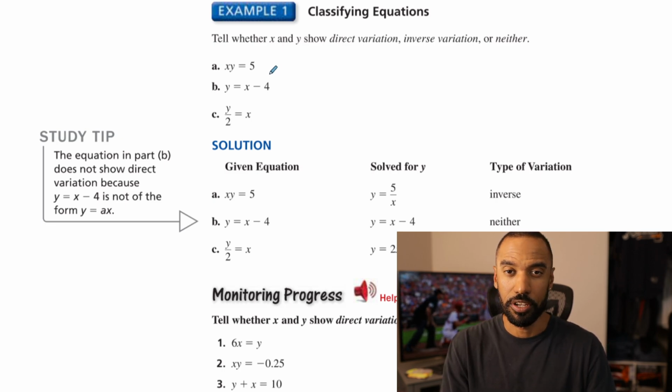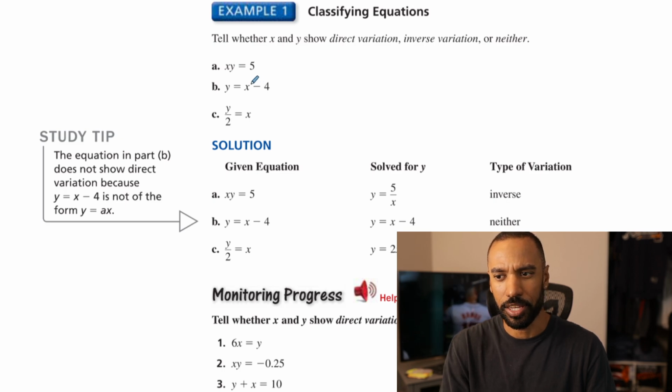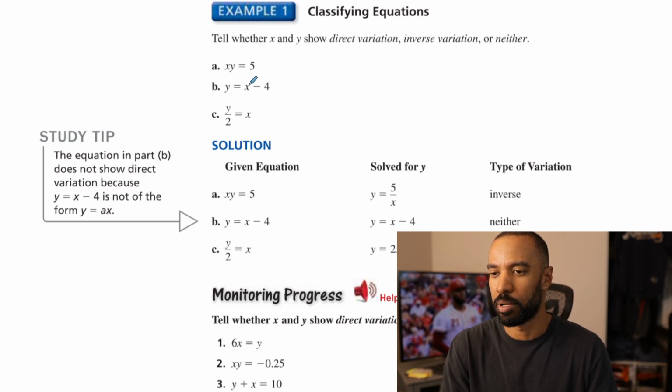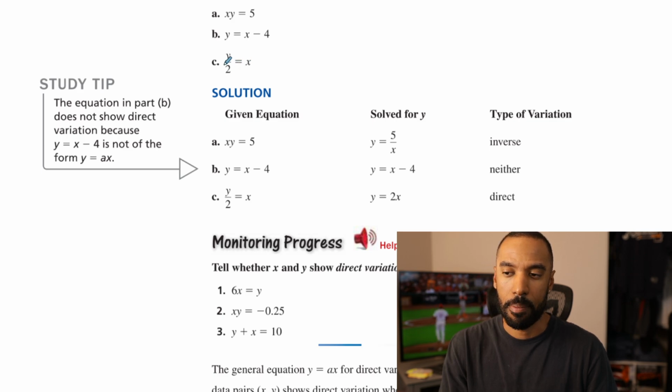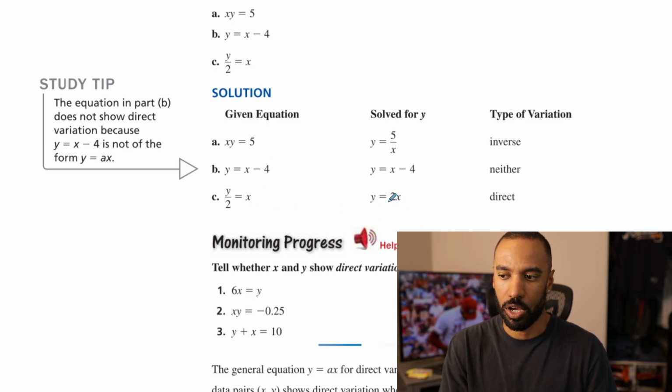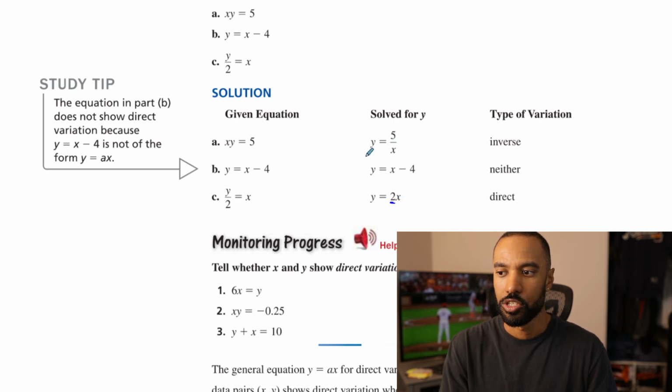It's the multiplication and division aspects that we're really looking for. This is a neither case. It's a linear function, but it doesn't make it direct variation just because. This is a neither case when you get y by itself, as it is by itself. This next one, getting y by itself, means you multiply both sides by 2. And you get y equals 2x. Some a times x is an example of direct variation there. So inverse variation on top, direct variation on bottom.